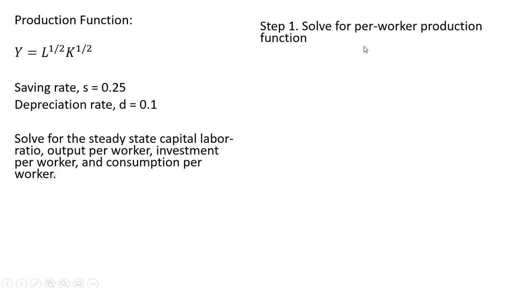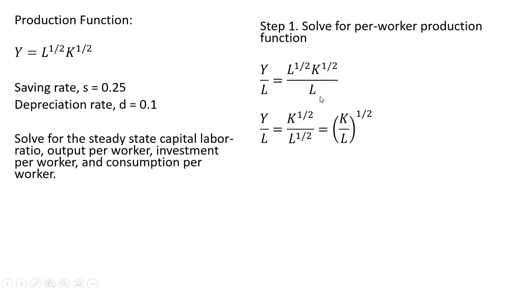Step 1, we're going to solve the per worker production function. We're going to take the production function and divide both the left-hand side and the right-hand side through by L. So L to the 1/2 divided by L leaves us just with L to the 1/2 power in the denominator. And now we're going to let lowercase y equal output per worker, Y divided by L, and lowercase k represent capital per worker, or the capital labor ratio. So rewriting our production function on a per worker basis, we have y equals k to the 1/2 power.